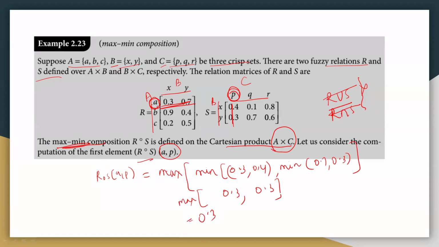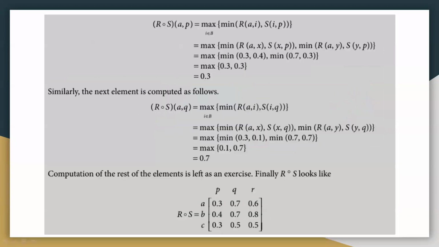So the relation T, that is nothing but R composition S, will be a matrix like this, where the first value will be 0.3. You can see the answer here. It is shown. The answer here is 0.3.